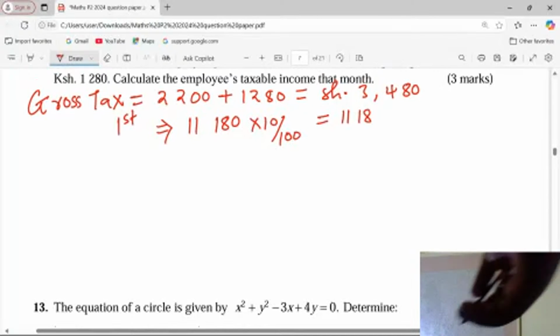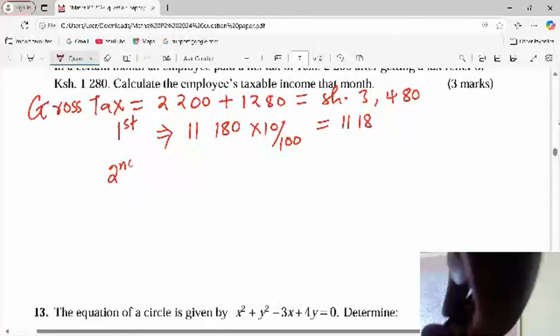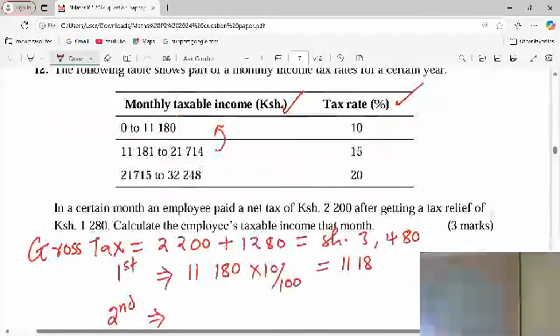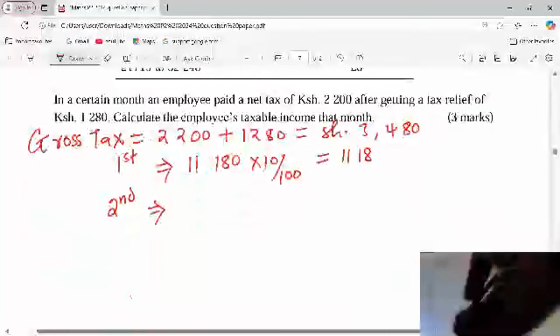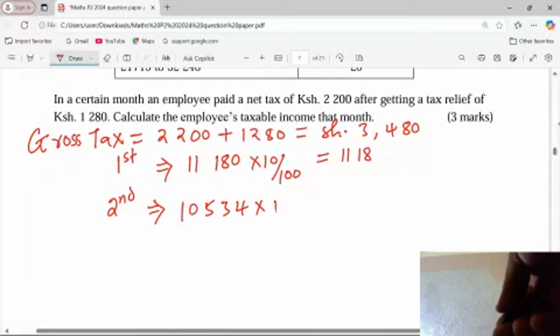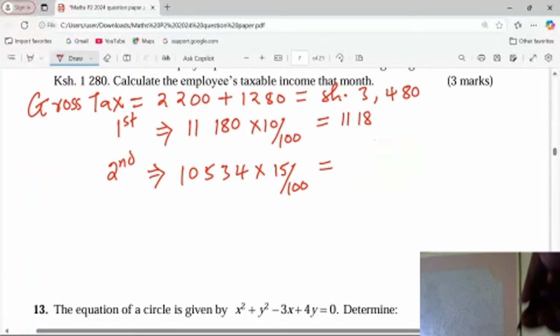Then the next. To get here, we need 21,714, and we subtract 11,180. This is going to give us 10,534 at the rate of 15 percent again. This is going to give us tax equivalent to 1580.10.